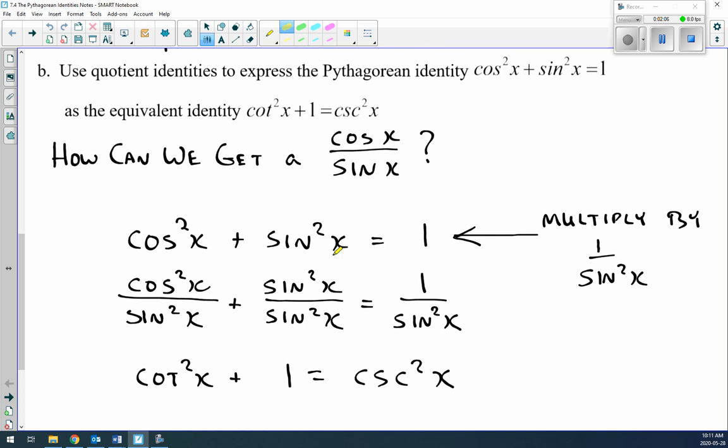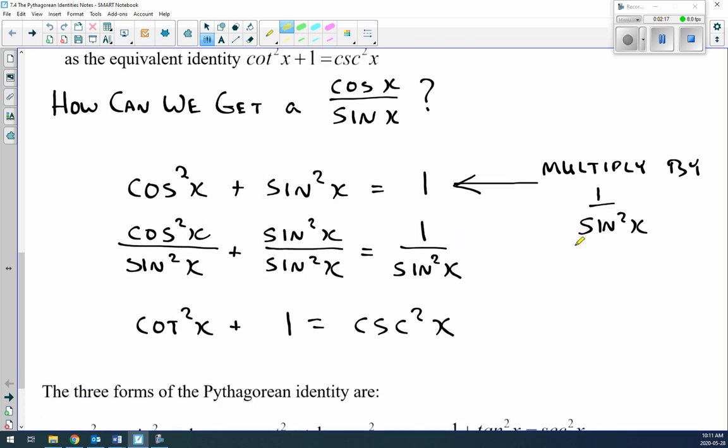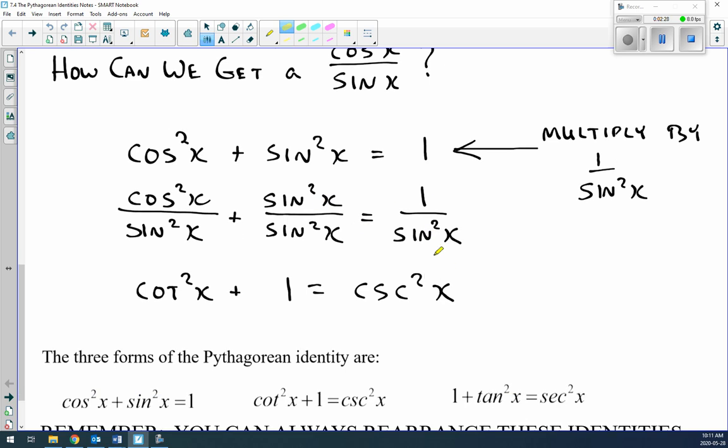So if we look at the original one here, we multiply everything by 1 over sine squared. I'm not multiplying by sine x, I'm multiplying by 1 over sine squared x because these are all squares. So I multiply everything by 1 over sine squared x, so that you can see here, cosine squared x over sine squared x, sine squared x over sine squared x, and this is just 1 over sine squared x. Okay, let's see what happens. So cosine squared x over sine squared x is cotangent squared x. That makes sense. The sine squared x's are the same, and you're dividing by the same thing, so it's just 1. Oh, that's nice. And 1 over sine squared x is just cosecant squared x. So yeah, it rearranges into that.